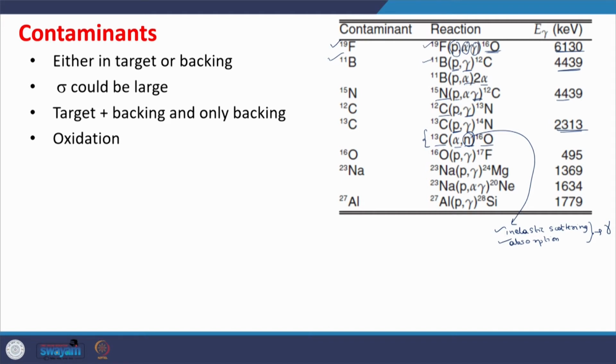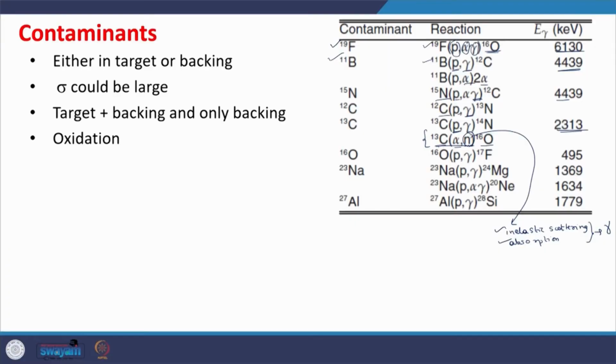So, we do not want these gamma rays from carbon 13 which is giving rise to neutrons, and those neutrons by interacting with the surrounding materials, via absorption or inelastic scattering, are giving the gamma rays to the detector, and it is polluting the data which we are expecting from the nuclear reaction of our interest. So, this is one of the important reactions in which a contaminant can hamper the nuclear reaction. Some more reactions are given here and corresponding gamma energies.